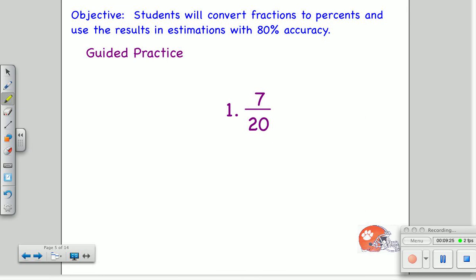Now your guided practice. 7/20ths. Make sure you write down, please, the problem on all of these. You're going to write down the problem, show the work, box the answer every time. So again, for percents, I know that I need to get a denominator of 100. So what can I do to 20 to make it 100? I can multiply. How much can you multiply by? 5. So then I also have to multiply the numerator by 5. 7 times 5 is 35. 35 out of 100 is 35%.